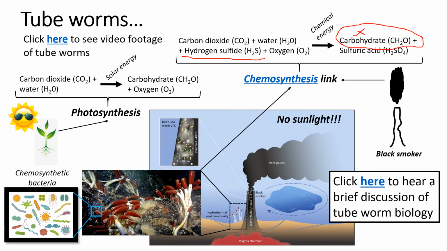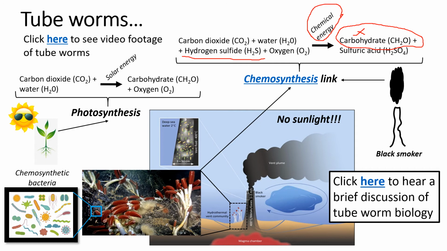And what was so amazing about this is it was discovered that entire ecosystems living within a few meters of these black smokers depend on this process known as chemosynthesis rather than photosynthesis. So again, if you're interested, I encourage you to go back to the PDF version of this presentation and click right here for a brief discussion of the fascinating biology of tube worms.